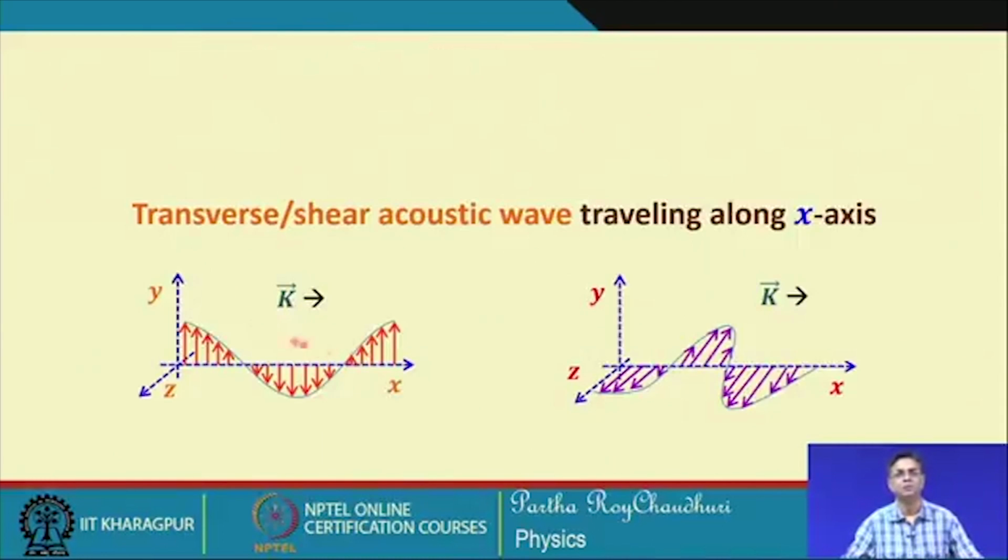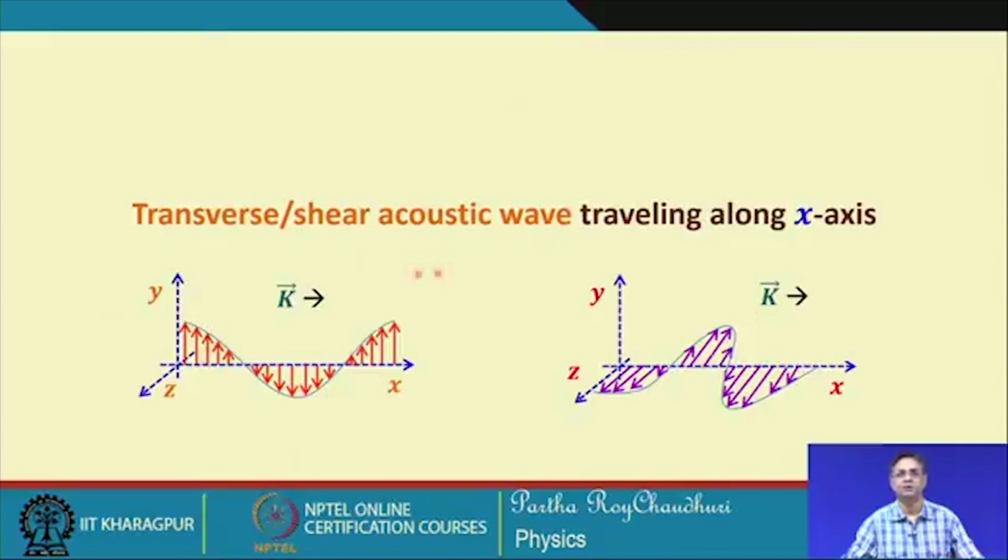We will see that. Now, transverse or shear acoustic wave travelling along the x axis. So, this is the second part. The first part was that the wave was travelling in the longitudinal direction, and now the wave is travelling as the transverse acoustic wave, that is a shear wave. So, the medium is now compressed and rarefied only in the transverse direction. The particles are now vibrating along this direction.